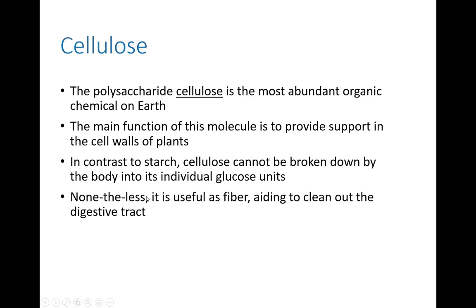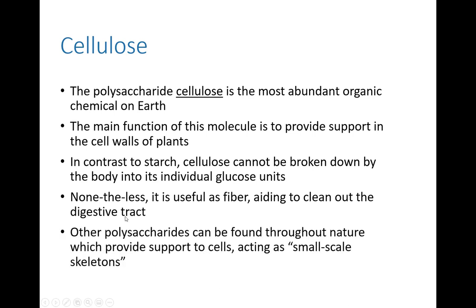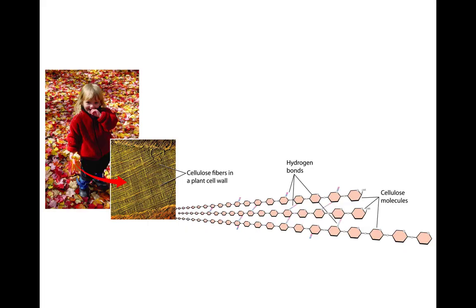However, when we consume plant material, cellulose does play an important role. It acts as roughage, which is good for essentially cleaning out the digestive tract. And if we look throughout nature, we find other carbohydrates which also provide support to cells or provide a structural element. Perhaps the most important of these is chitin, which is found, for example, in the shells of insects and crustaceans. So, as mentioned, we find cellulose in plant cell walls.